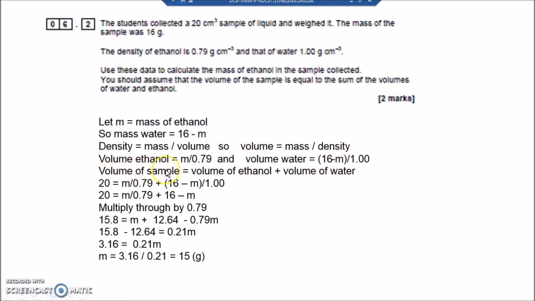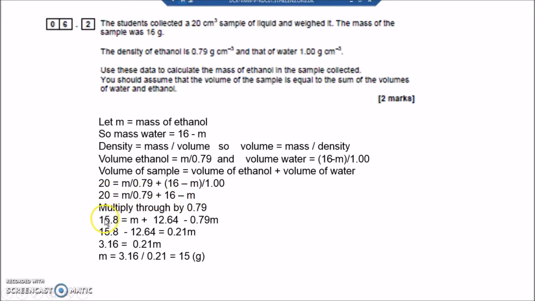Now then, the volume of the sample is 20, and that's got to equal the volume of the ethanol plus the volume of water. So 20 is M divided by 0.79, added to 16 take away M divided by 1. Now, anything divided by 1 is itself, so let's simplify that. 20 equals M divided by 0.79, add 16 take away M, so I can forget the divide by 1.